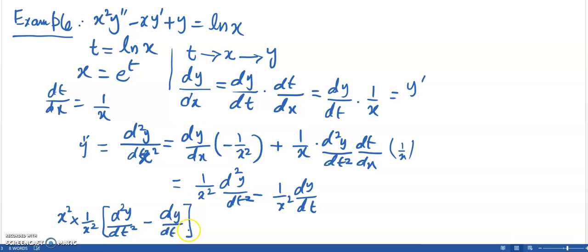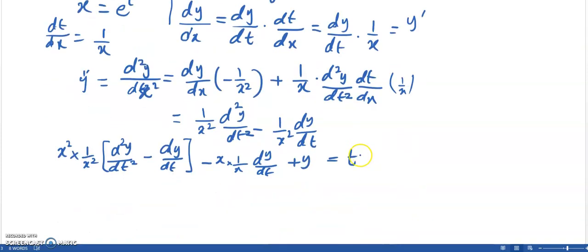Okay, and minus x, and then y prime is 1 over x dy over dt, and then plus y is equal to log of x, or we can replace log of x with t. T is equal to log of x, so it is equal to t.